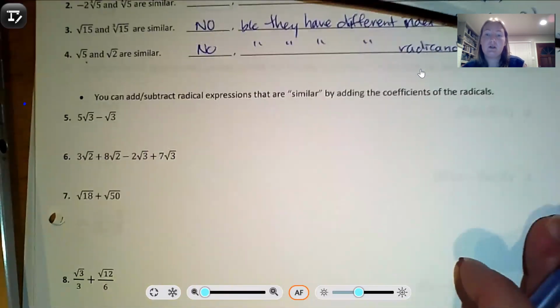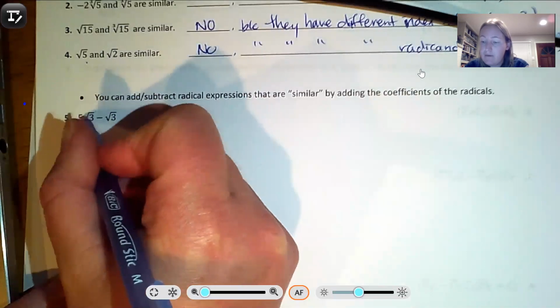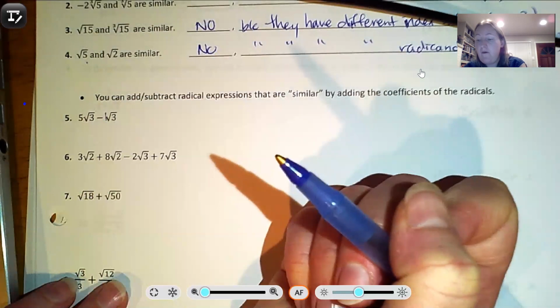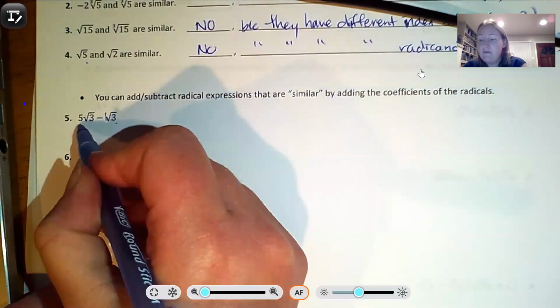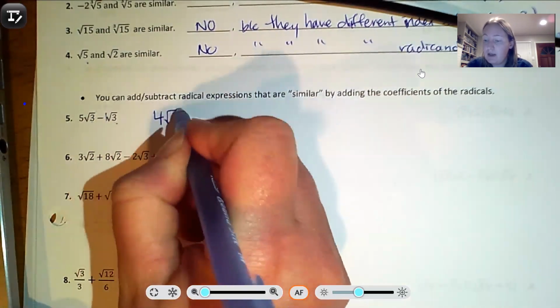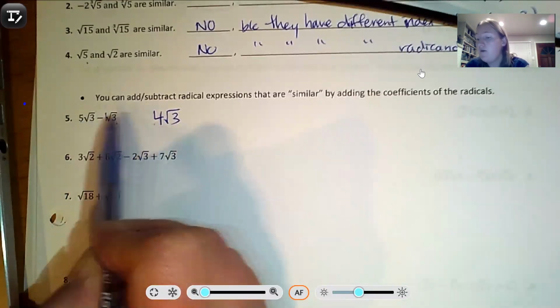So when they are similar, you can then add or subtract them based off of the coefficients. Like if you had 5a plus 3a, you would have 8a. It's a similar idea. So here we have 5 root 3 minus 1 root 3. Same index, same radicand. So I can take 5 of these root 3's and subtract 1 of the root 3's. So I'll have 4 of the root 3's. Again, it's just the coefficients. 5 minus 1 is 4 of my root 3's.